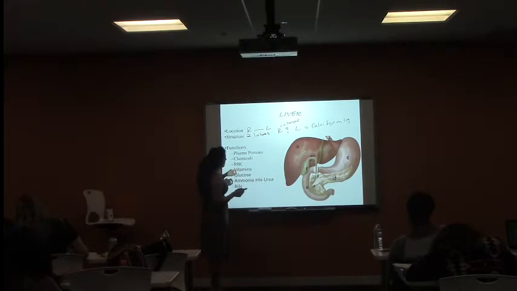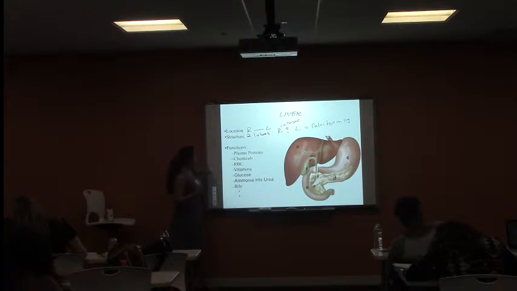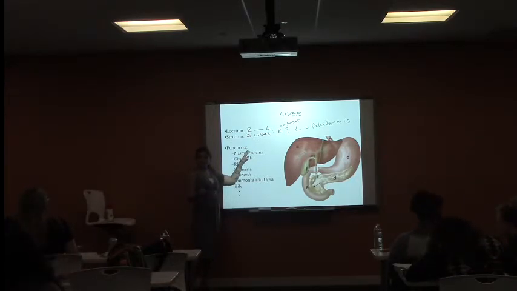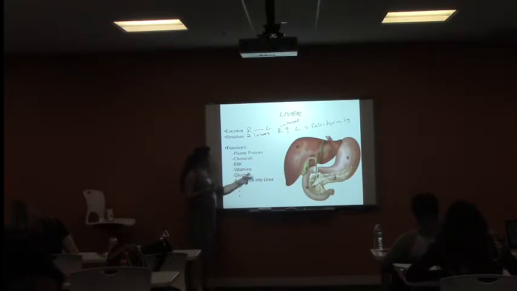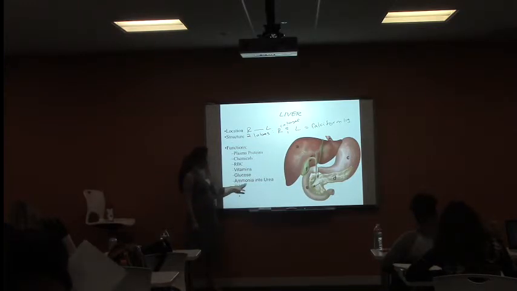Functions. It has multiple functions. It produces plasma proteins, which you guys already know of. Okay. What are the plasma proteins? Fibrinogen, prothrombin. Okay. It detoxifies chemicals. So it's an organ of detoxification. It destroys red blood cells. It basically stores and produces certain vitamins. It also stores and releases glucose. Okay? It converts ammonia into urea.